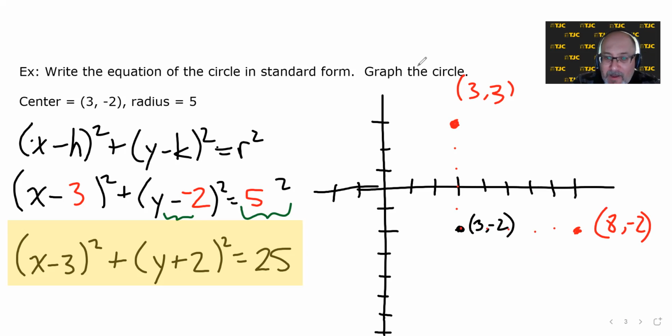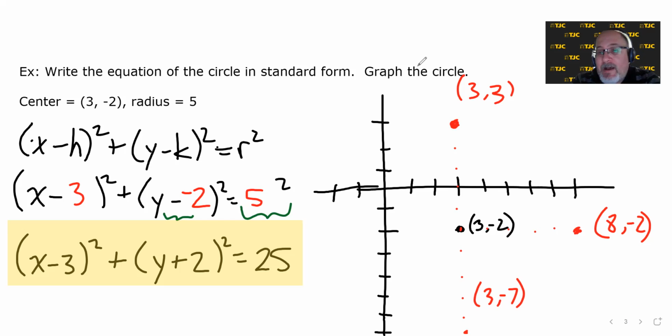If I go down 5, 1, 2, 3, 4, 5 right there at the bottom. I believe that's the point (3, -7). The 3 is the same as the center because I didn't move left or right from the center. I just went down. But down 5 from -2 put me at -7.